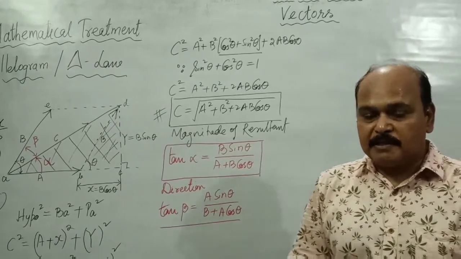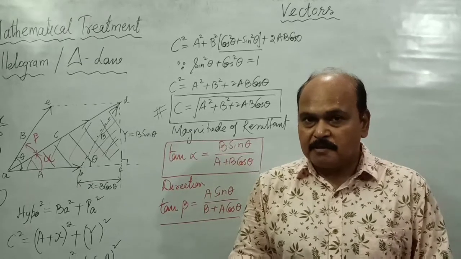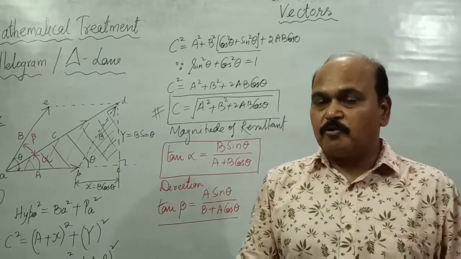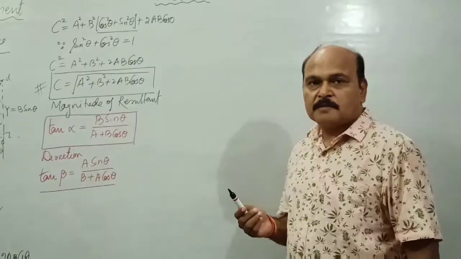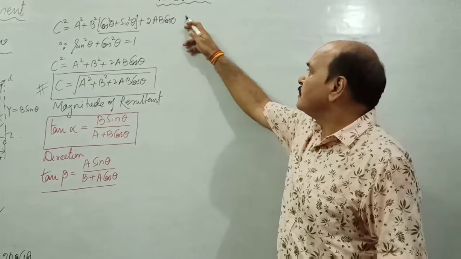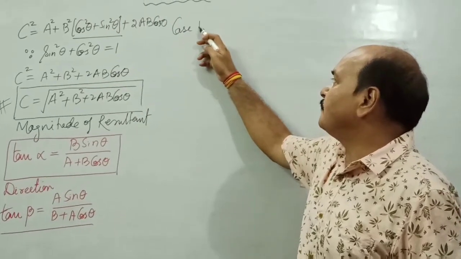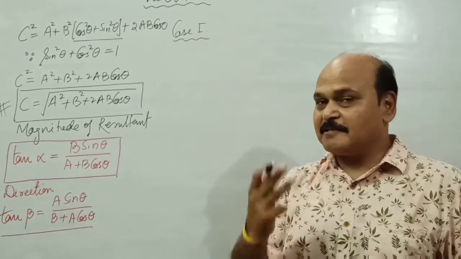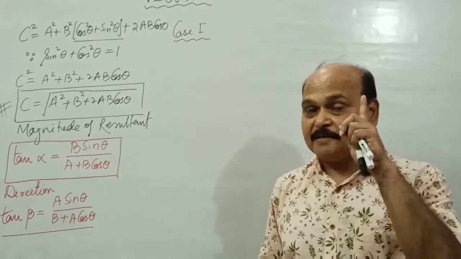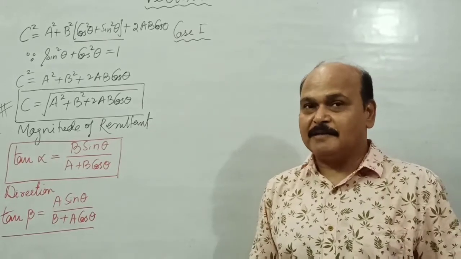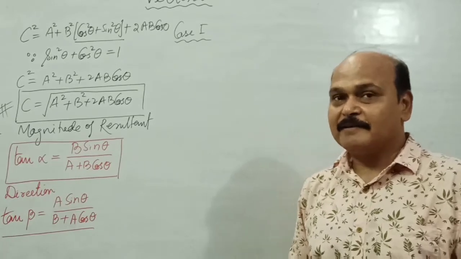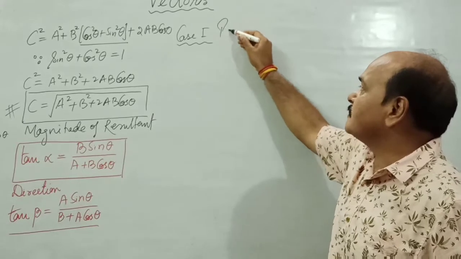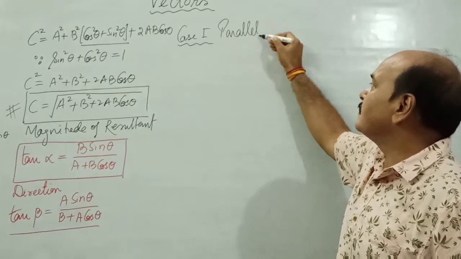Now children, there are three situations. There are three cases, and the result of all these cases should be over your lips and tips. These three cases are for the first three types of vectors which we have already studied in lecture number 13 of vectors. So case number 1 is for parallel vectors.